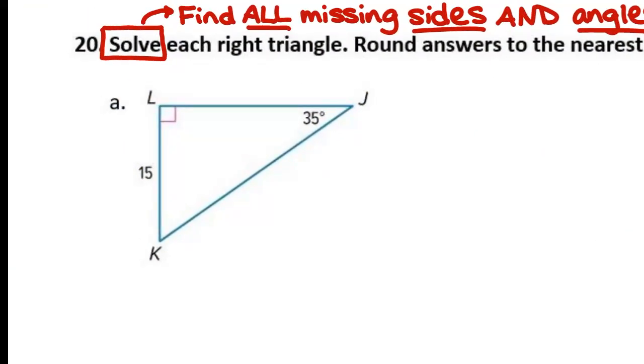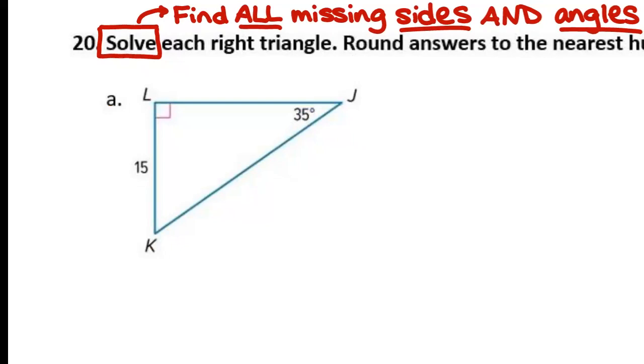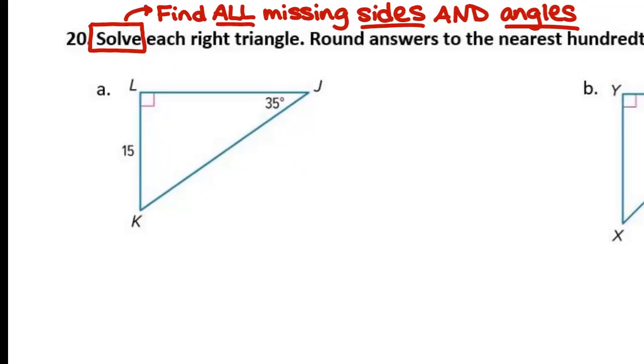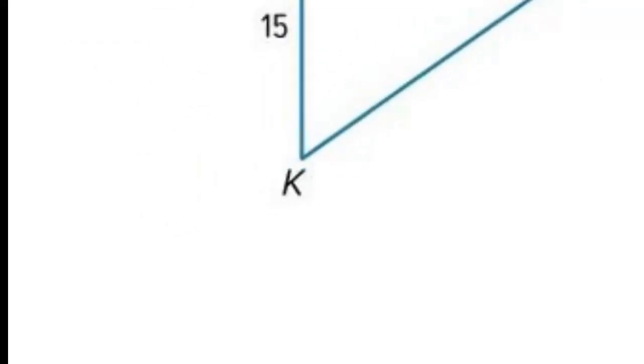How many angles do we know on example A? We know 2. We know the 90-degree angle and the 35. So let's find that third angle. How would I find the third angle then? Yep, triangle sum theorem. We're going to add together the ones that we know and minus it from 180.